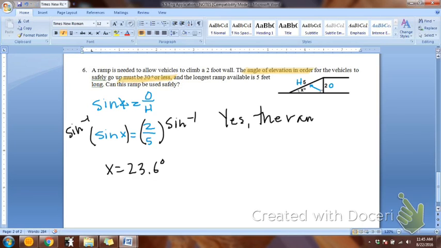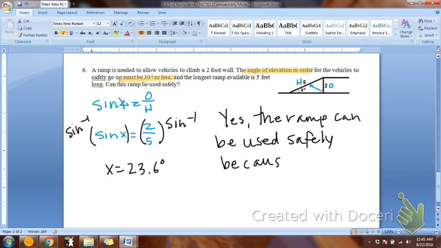Not just the ramp is 23.6, but yes, the ramp can be used safely because the angle is 23.6 degrees. Wow, my handwriting is horrible. Yes, the ramp can be used safely because the angle is 23.6 degrees.